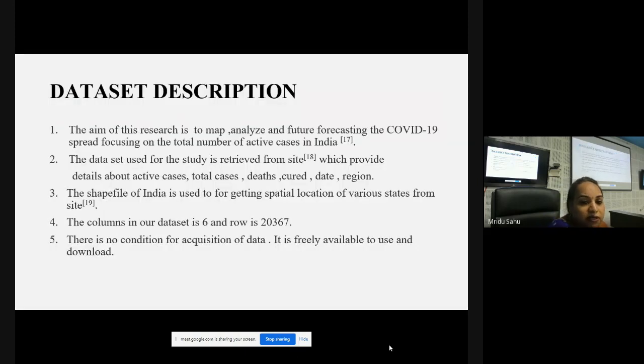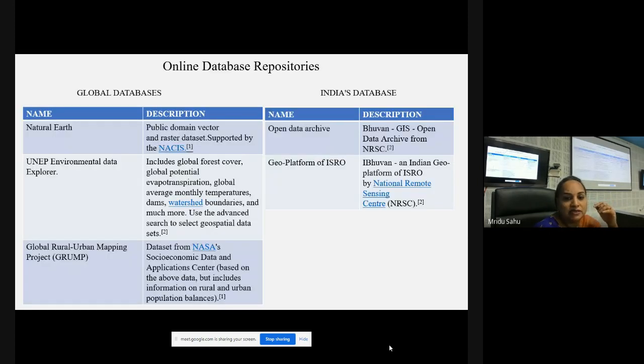So, dataset description: the aim of this work is to analyze and forecast the spread of COVID-19 and the active cases in India. The dataset used for the study is retrieved from a site which provides the details about the active cases, total cases, and so on. The shape file you are using in GIS, are you using that? The shape file of India is used for getting the spatial location of various states from the site.